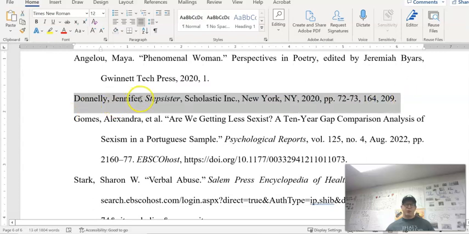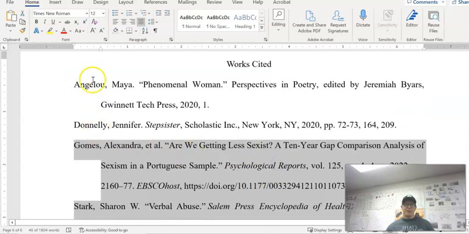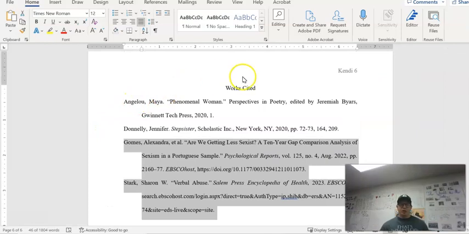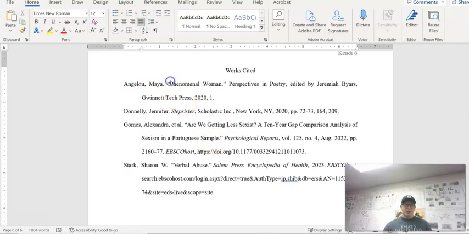Donnelly, the actual book, and then the sources. Great, and the alphabetical order. Yep. This is exactly how the works cited page should look. Works cited at the top. Alphabetical order, A, D, G, S. Three sources, and then the primary source.